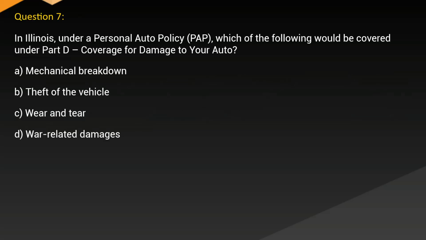Question 7. In Illinois, under a personal auto policy, PAP, which of the following would be covered under Part D, coverage for damage to your auto? A. Mechanical breakdown. B. Theft of the vehicle. C. Wear and tear. D. War-related damages.